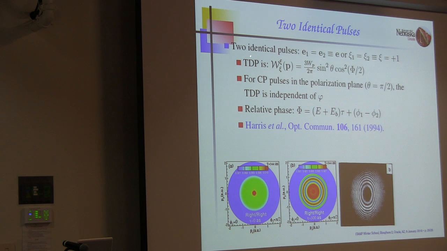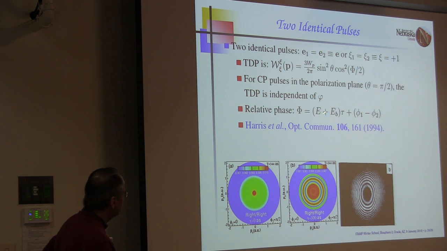And now, let's just take 2 identical pulses. E1 equals E2, both right circularly polarized. Our perturbation theory says that the differential probability is proportional to some angle-dependent cross-section, sine squared theta, and cosine squared of this relative phase. The relative phase is here. It's the difference in the carrier envelope phases of the 2 pulses and the kinetic energy of the electron plus the binding energy times the time delay. So this kinetic energy plus binding is the photon frequency.